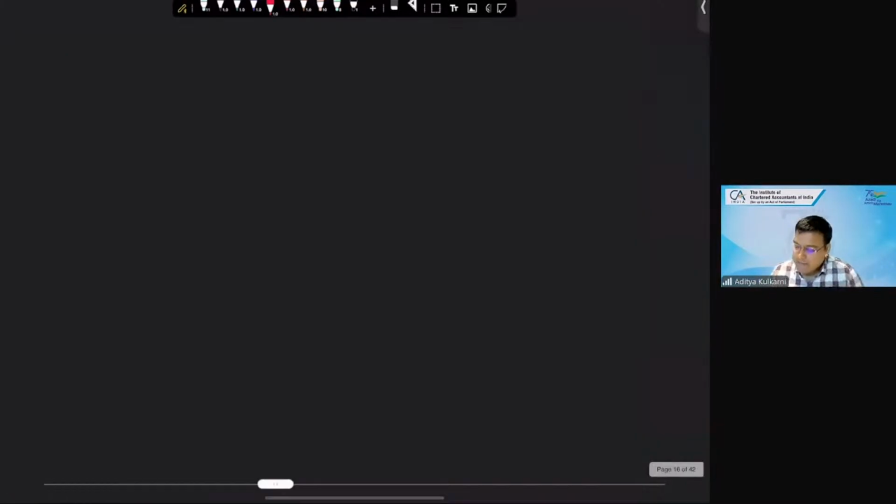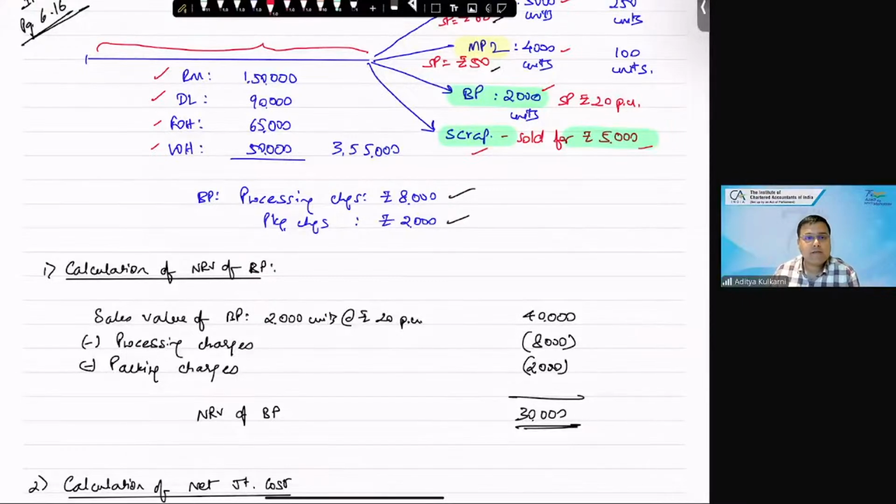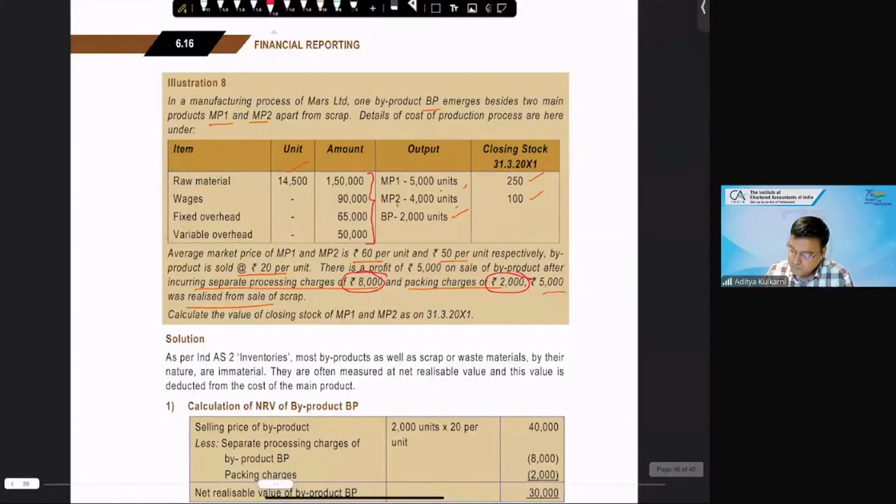Okay. So let us come back, sir, to our work. Go ahead. Sir, in the very first line of the question, it has been mentioned that in the manufacturing of Mars Limited, one byproduct BP and MP1 apart from scrap. So this will show that a byproduct is also material.